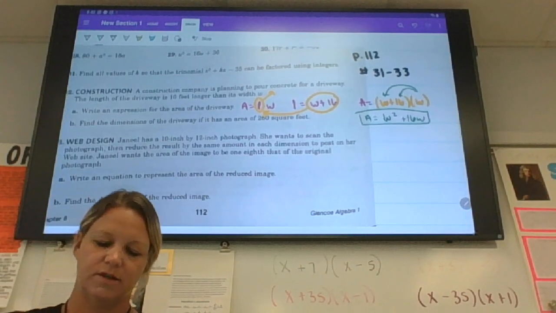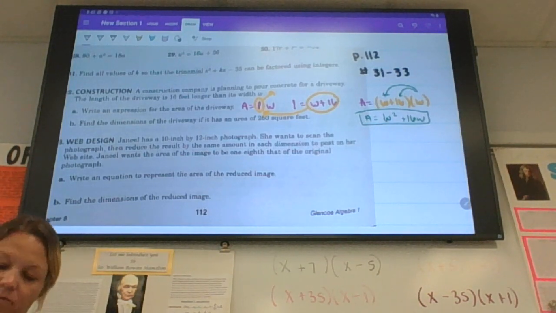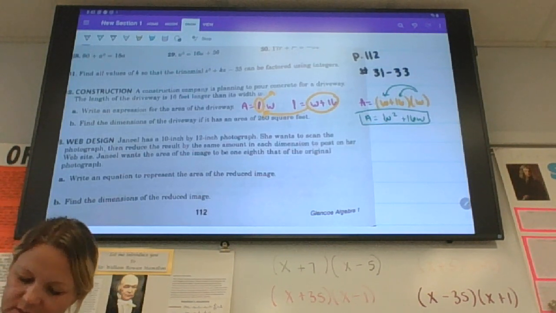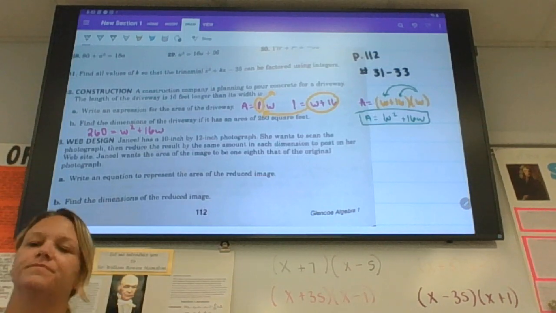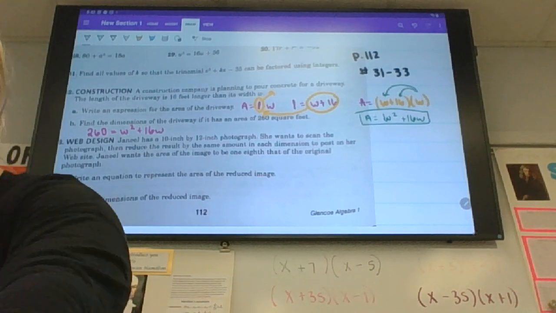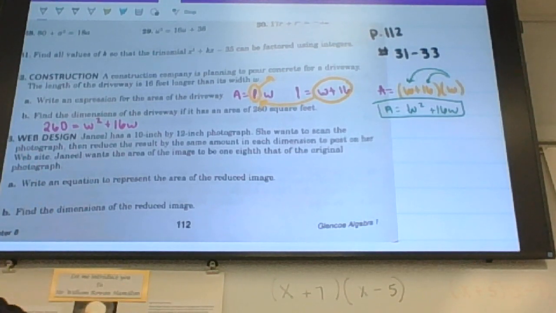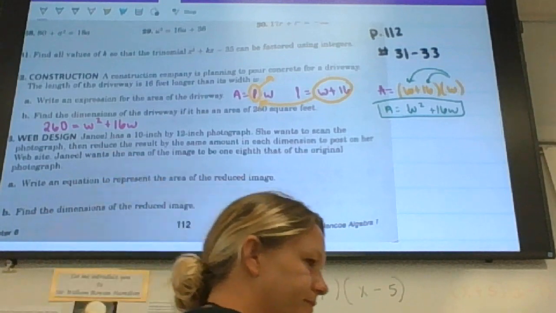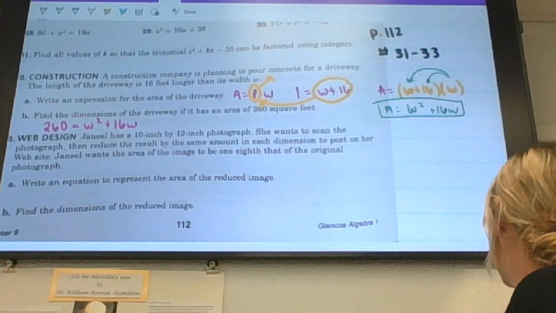Find the dimensions of the driveway if it has an area of 260. So we know what A is. They're telling us A is 260. So 260 equals W squared plus 16W. Now, everything that we've been solving has been set equal to what? 0. We really need a 0 in this problem. So let's set this quadratic equal to 0.